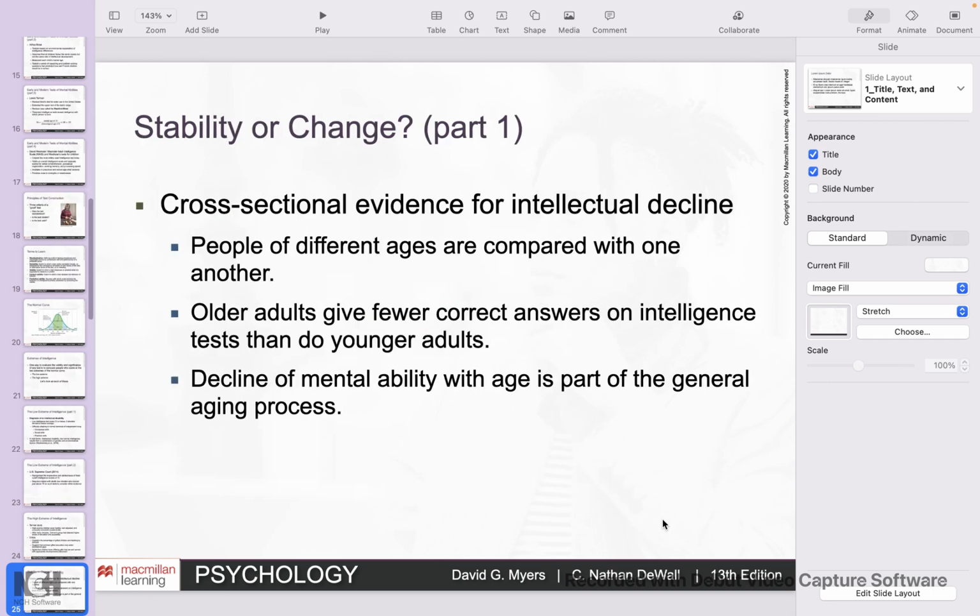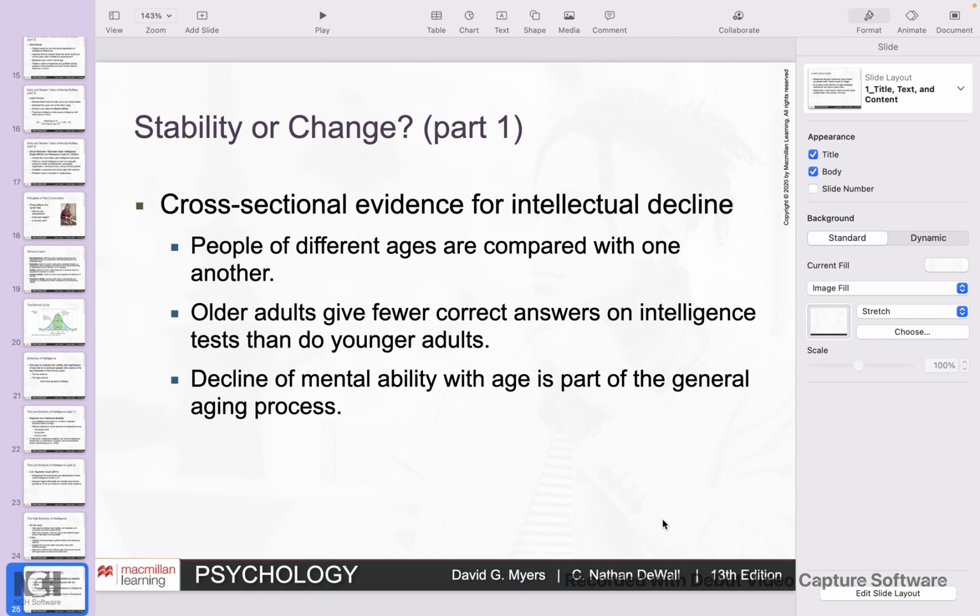Now, some folks really want to challenge the idea about, is our IQ relatively stable over our lifetimes, or can it change? Now, there's been a lot of cross-sectional and longitudinal studies that show evidence that intellectual ability declines with age. Cross-sectional studies can look at different age groups simultaneously and compare them, whereas longitudinal studies look at a cohort, one group of people, and study them over a longer period of time.